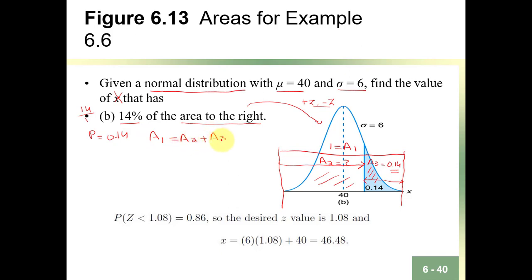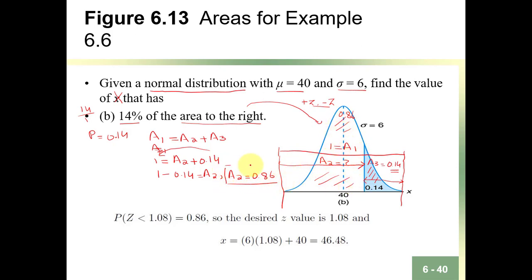So we will say that A1 is equal to the summation of A2 plus A3. Now A1 is equal to 1, and A2 we want to find out, plus A3 is equal to 0.14. Take this 0.14 to the left hand side, subtract it from 1: 1 minus 0.14 is equal to A2. Then we got the value of A2 as 0.86. Now this is the probability, or the area of this region is 0.86, the region that has been white color.